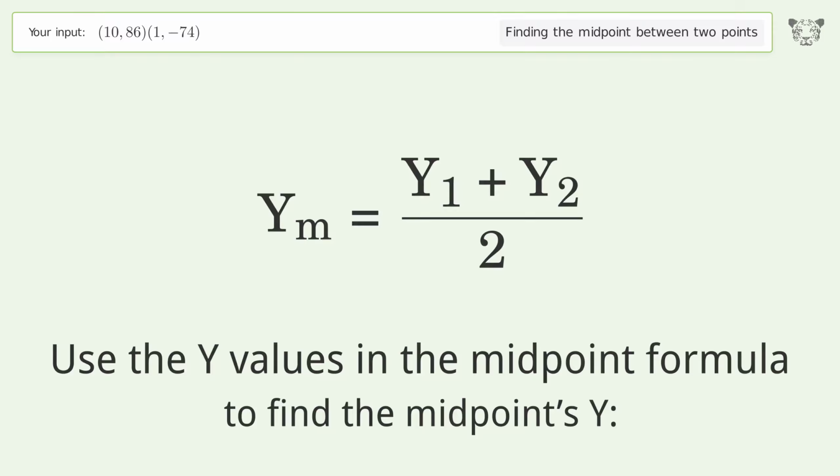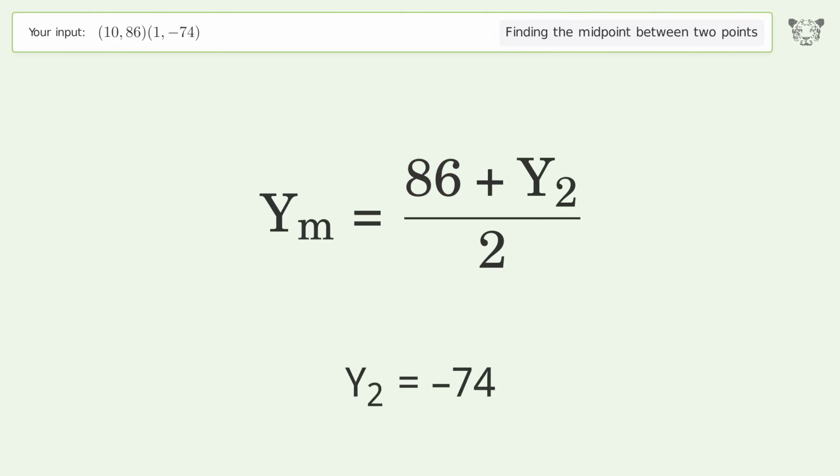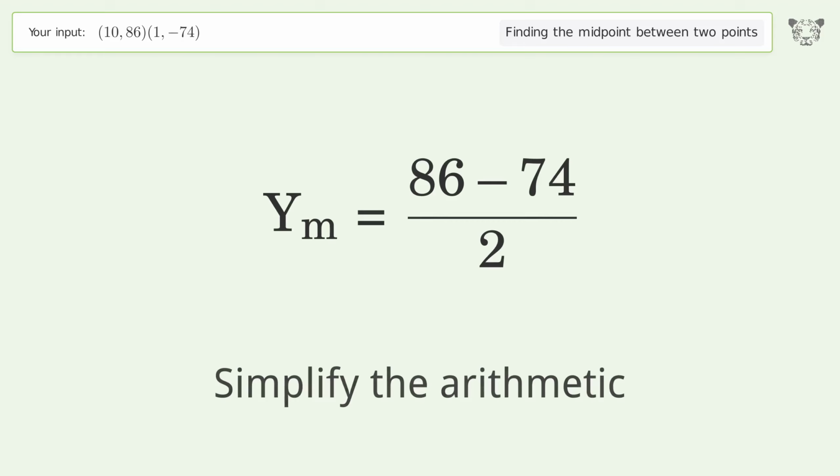Use the y values in the midpoint formula to find the midpoint's y. y1 equals 86. y2 equals negative 74. Simplify the arithmetic.